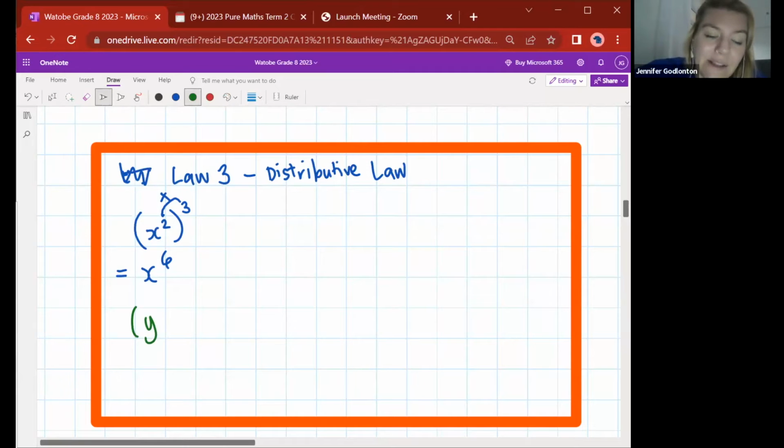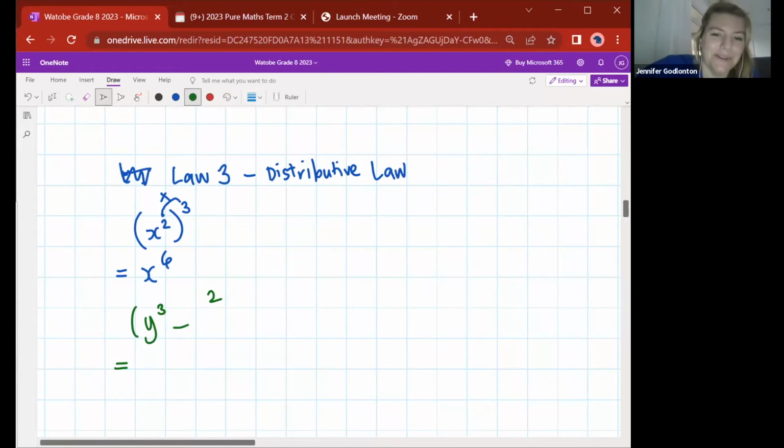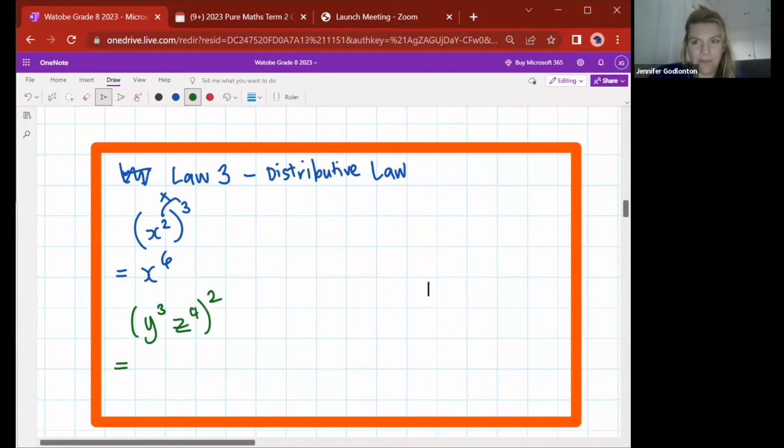If I had y to the power of 3, z to the power of 4, and all of that was to the power of 2, who thinks they could tell me what my answer would be there? So if I had y to the power of 3, z to the power of 4, all to the power of 2, what would that answer be? I'm going to draw something and that might help. Oh, yes, beautiful. Y to the power of 6, z to the power of 8. So we take that and we multiply it by both of those exponents. Exactly. Beautiful.